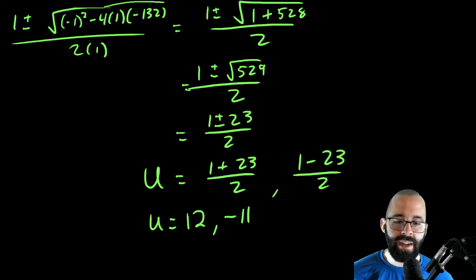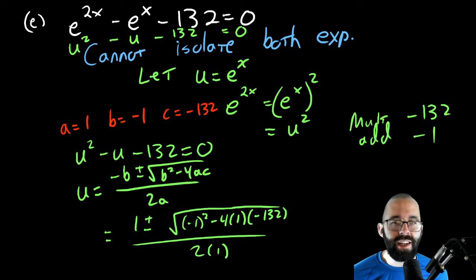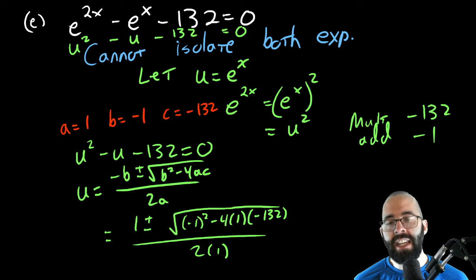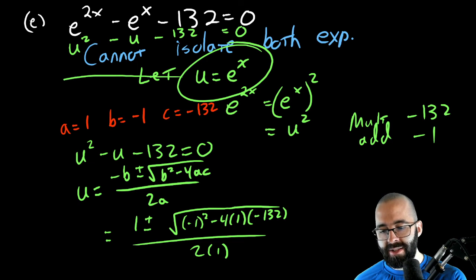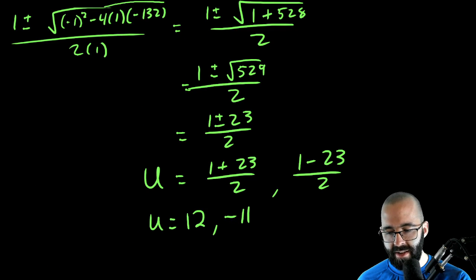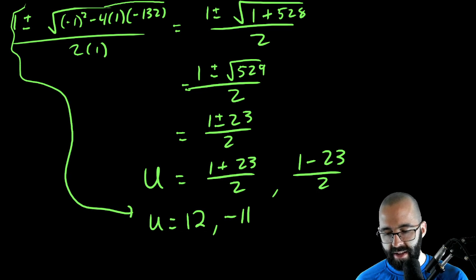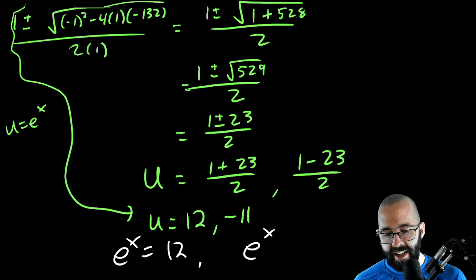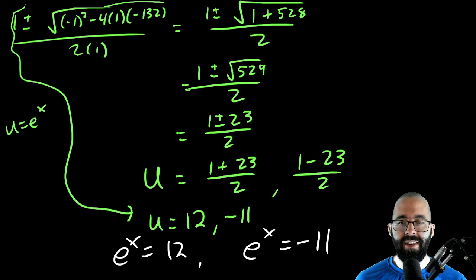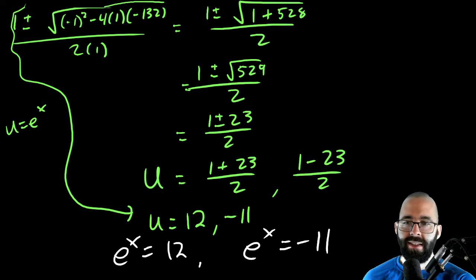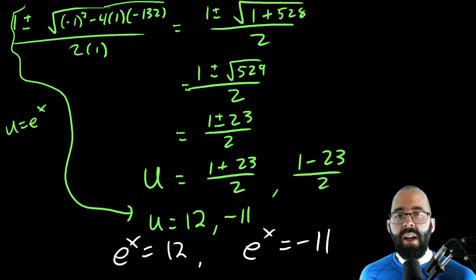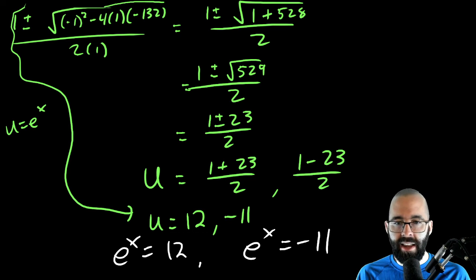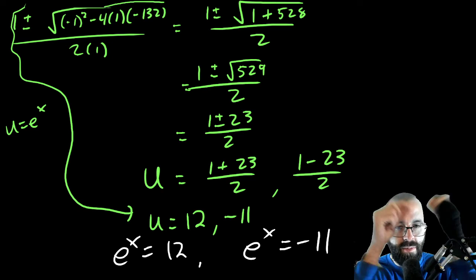But why are we in green? We're in green because we did that substitution. u is e to the x. So bring this all the way over. u is e to the x. So e to the x is equal to 12, and e to the x equals negative 11. The problem's not asking us about u, the problem is asking about x. And u is the same thing as e to the x, so we can replace the u with e to the x. If two things are equal, we can replace them, no problem in math.